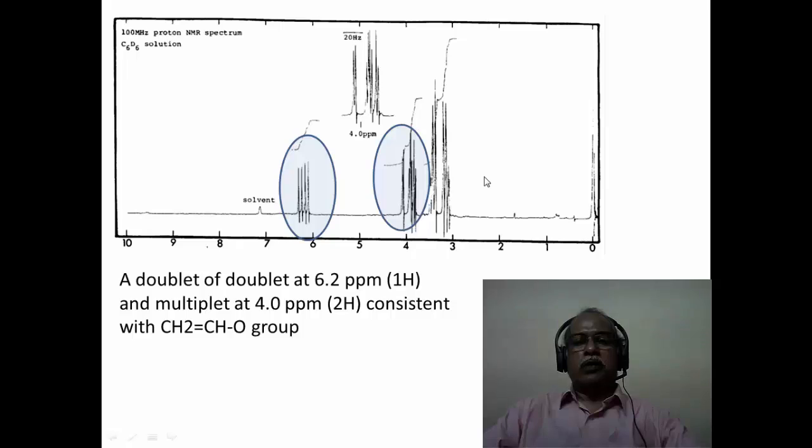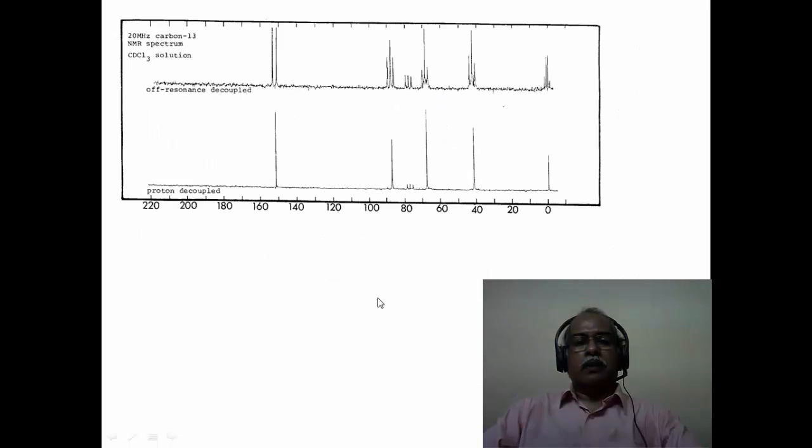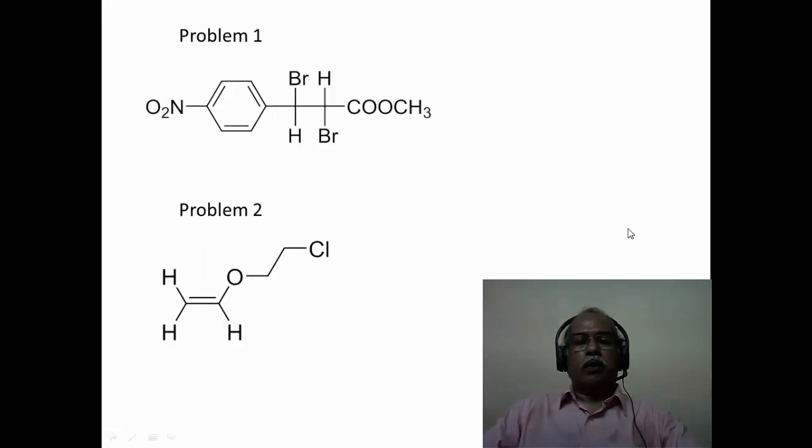Finally, the CH2-CH2Cl is very clearly seen as an AA' BB' pattern in the proton NMR spectrum, and the entire structure is now confirmed with the carbon-13 spectrum. So what we have seen in these two problems, one is a molecule which has a very rich functional group content. The functional groups are nitro and saturated ester and the two bromine atoms in this particular system. The second molecule is an aliphatic system, while the first was an aromatic molecule. So we had one example of an aromatic system and one example of an aliphatic system.